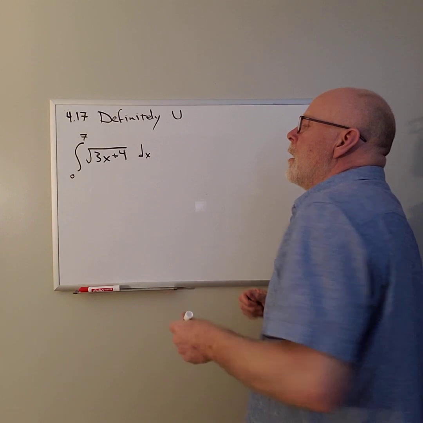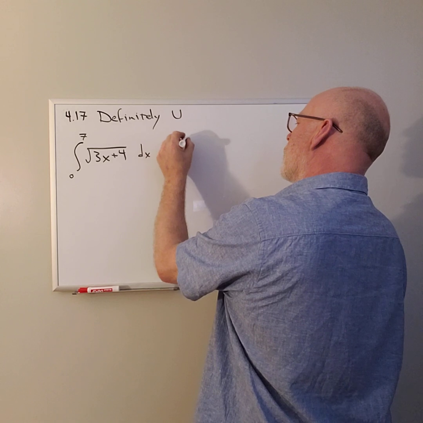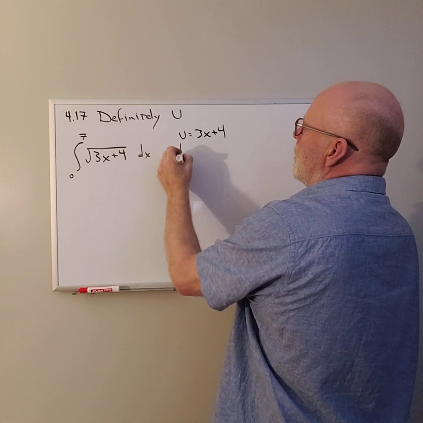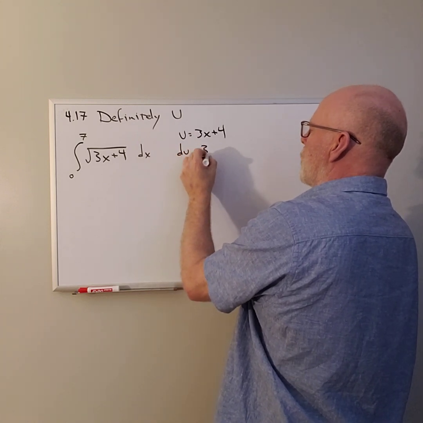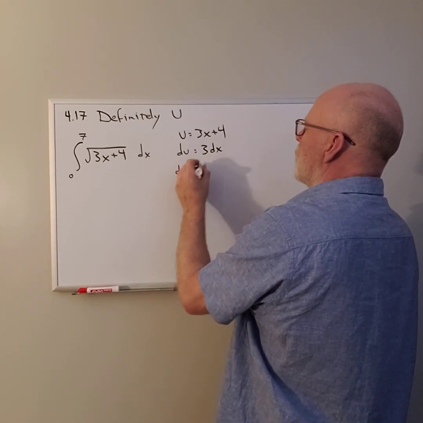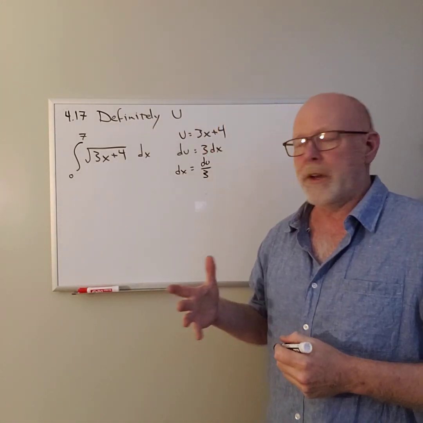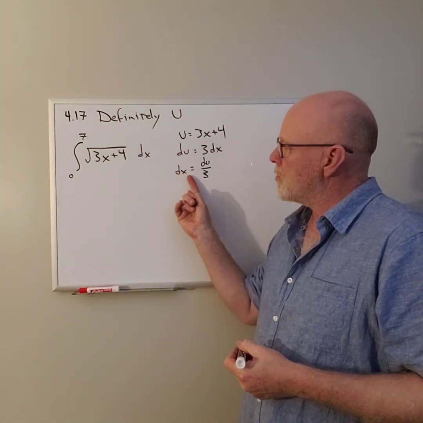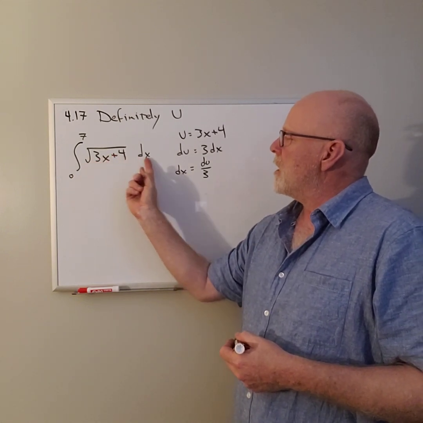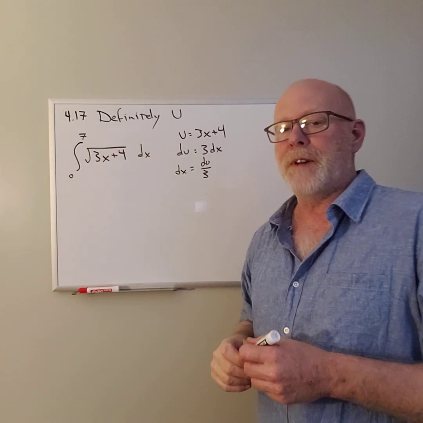Here's the process. We know that the thing under the radical is what we're going to let u equal. So u equals 3x plus 4. That's the same. Take the derivative of that and we get 3 dx. Solve that for dx. We get dx equals du over 3. Nothing's changed up to this point, right? We find u, then du, then dx. The difference here is that we not only have to adjust these things to be in terms of u, but these numbers here are x values, and we need those to be u values also.